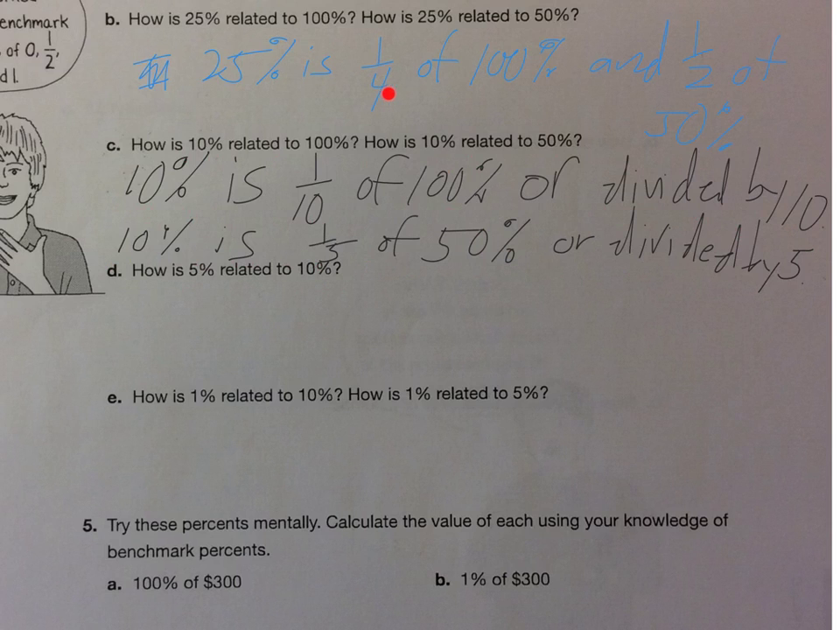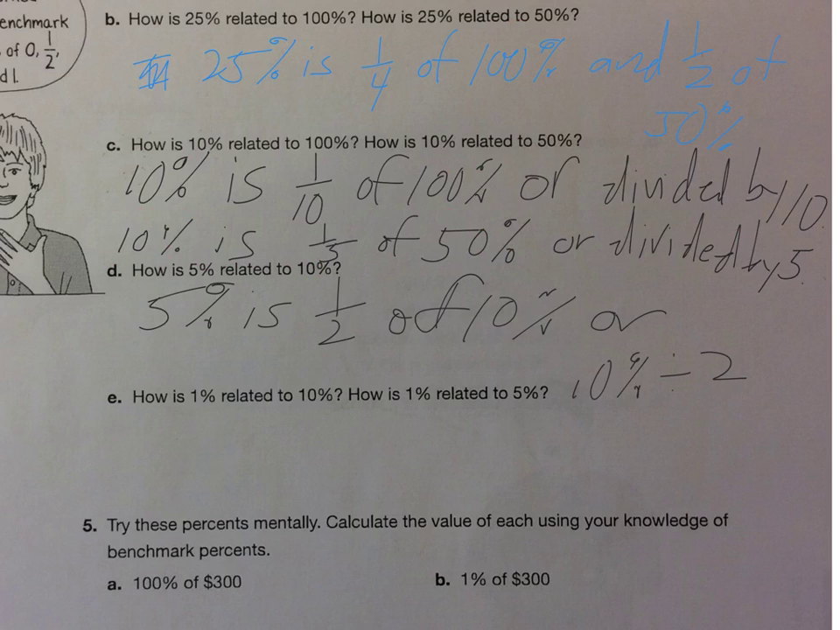And then I thought about that up here too. 25% is 1/4 of 100, so if I take 100 and divide it by 4, I get 25. And if I take the 50 and divide it by 2, I get 25. So if you can figure out a 50% or 100%, you can just divide it by the given number you need to get to the other percent. And now, how is 5% related to 10%? I can see that 5% is 1/2 of 10%, or 10% divided by 2 would give me 5%.